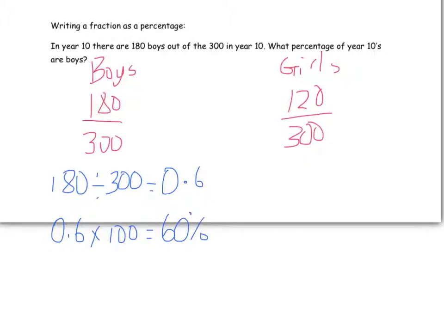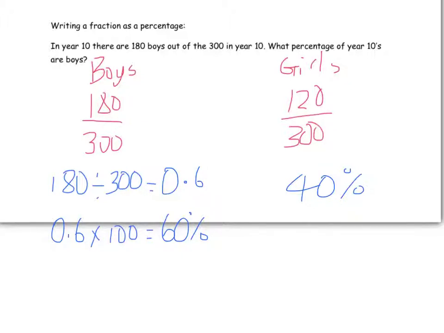Now remember, percentages are out of 100, so if 60% of the year group are boys, then the remaining 40% must be girls. So when you've got questions like this, you need to first convert it into a fraction, and then do the numerator divided by denominator and then times by 100.